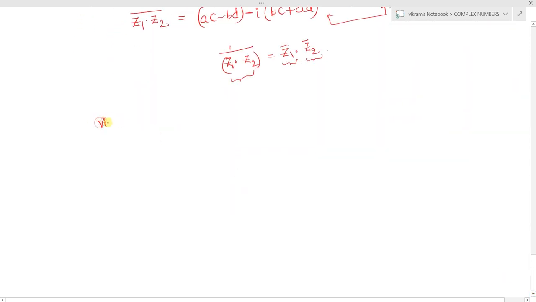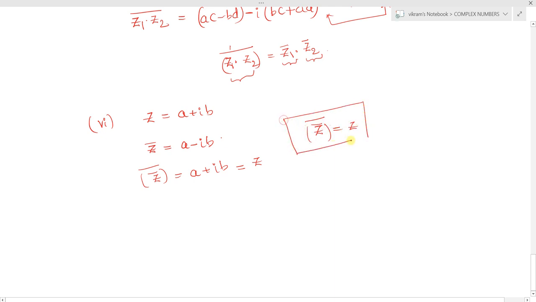Another important property: I am considering z equals a plus ib. What is the conjugate of this? We simply change the sign of the imaginary part. If I conjugate this z conjugate again, we need to change the sign of the imaginary part again. Here we have minus, then it becomes plus, so z conjugate whole conjugate equals z. Another property is that z conjugate whole conjugate equals the complex number itself.